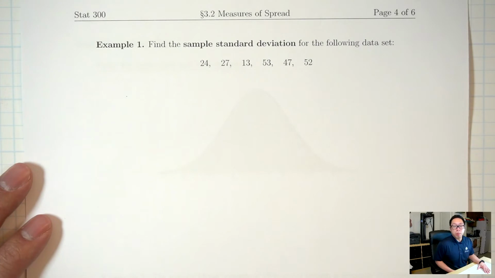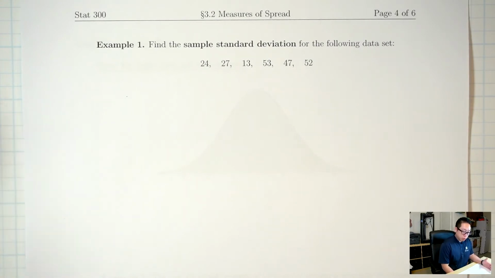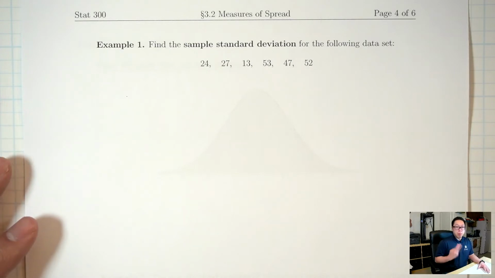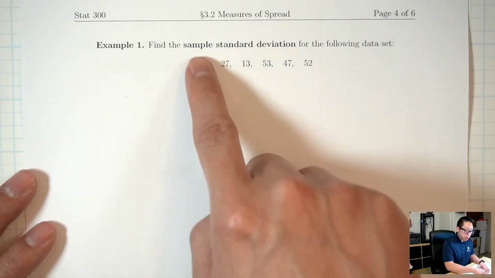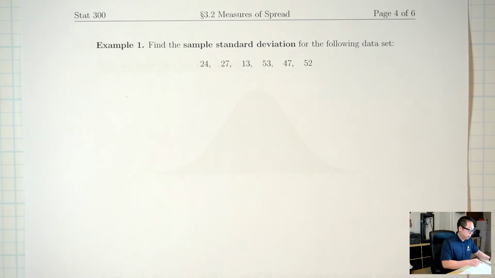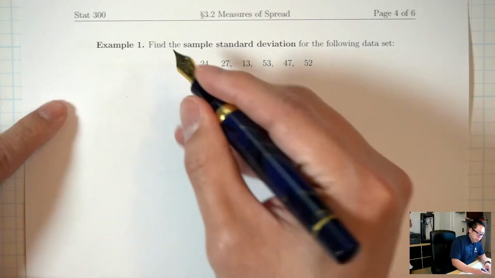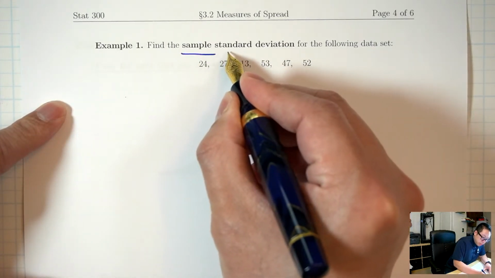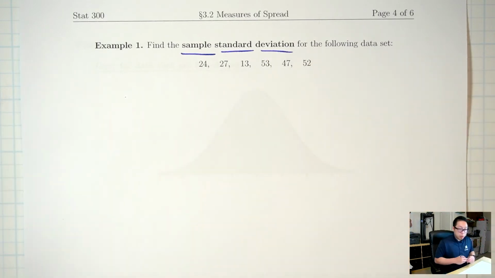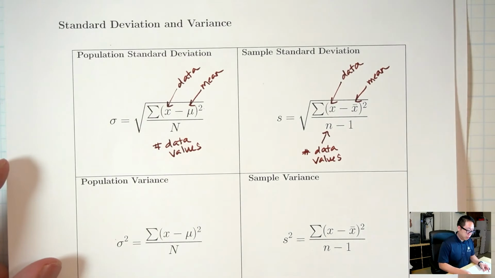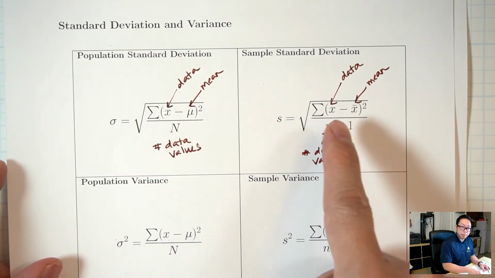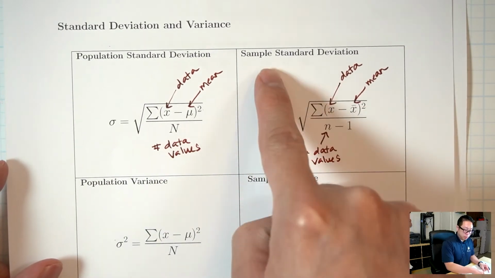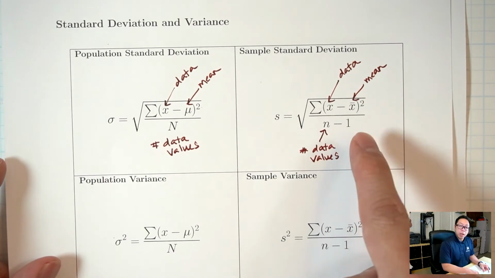Let's now use these formulas to find the standard deviation. Example 1. Find the sample standard deviation for the following data set. Remember, there's two types of standard deviations. There's a population version, and then there's a sample version. Here, we're looking for the sample version. And there's two different formulas. So which formula am I going to use? The left one or the right one? The sample version, right? So this one. Let me recopy this.